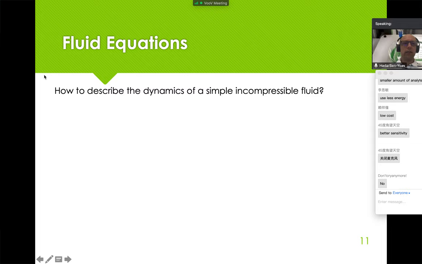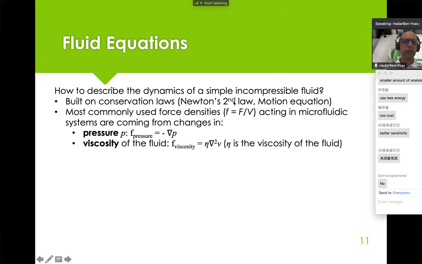So now let's see how we can start to describe how the fluids flow, or the dynamics of the fluid through the channel. So we want to see how the fluid behaves at each different point in the channel, and also over time. Usually we describe the dynamics as a simple incompressible fluid, which means we use Newton's second law, the motion equation. In this class, I won't go into the actual details of mechanical engineering or fluid mechanics. I will show how you can use the derived equations to describe the flow in your microchannels.